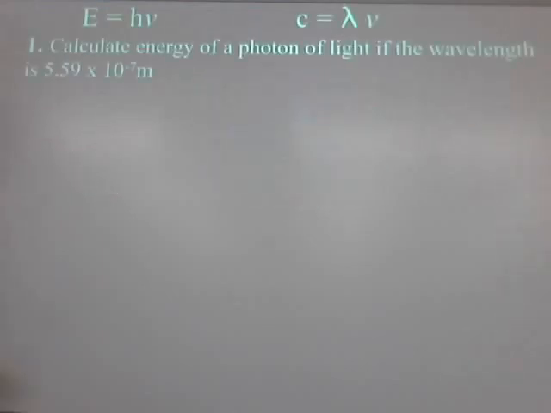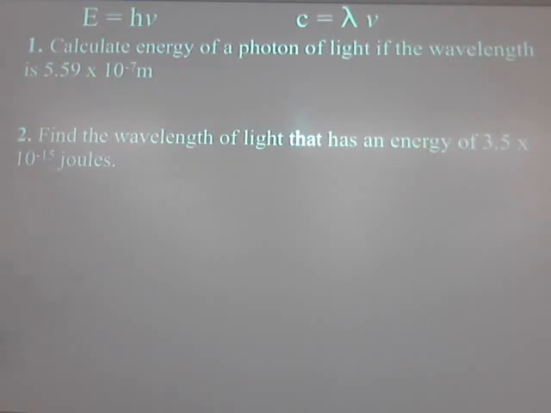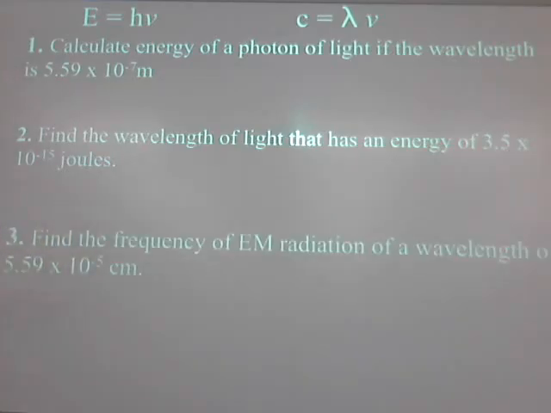Okay? Look at this one. Find the wavelength of light that has an energy of 3.5 times 10 to the negative 15 joules. I want wavelength. I'm given energy. Would you know what to do? Again, you kind of have to rearrange the equation and do the same thing. I'm not going to do that one here for you, but I do want to do this one because when we get our answer, I'm going to ask you what the units are, and we'll see if anybody remembers what they are from Chem 1.